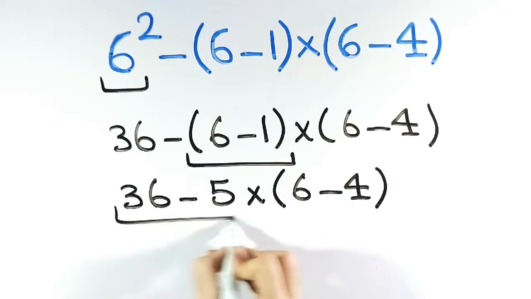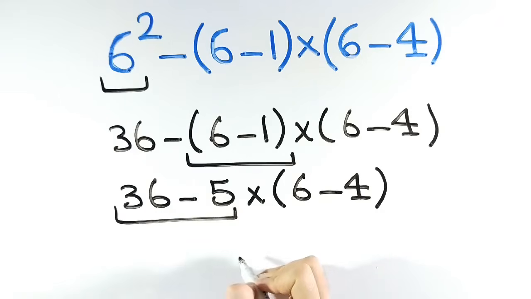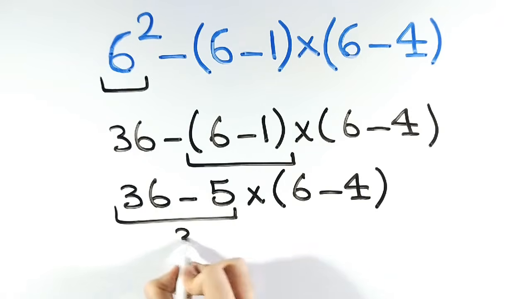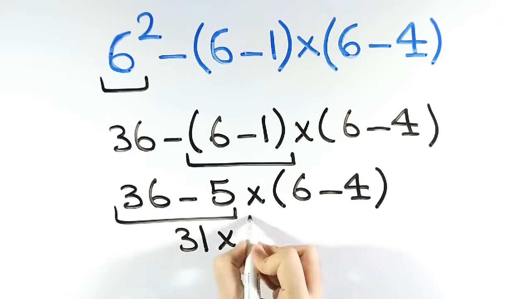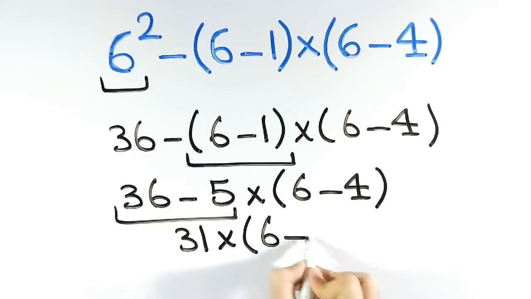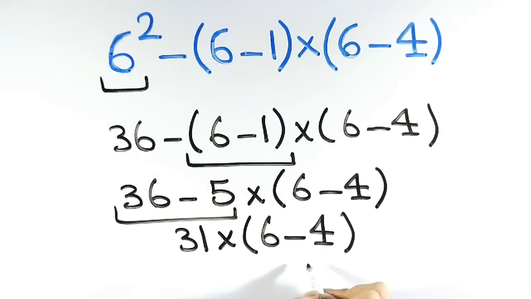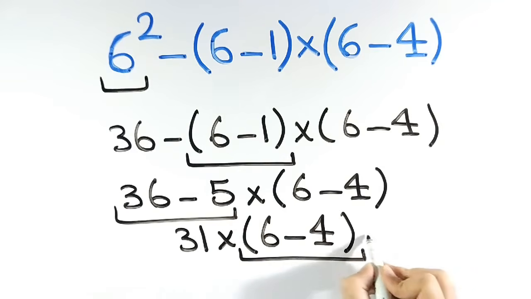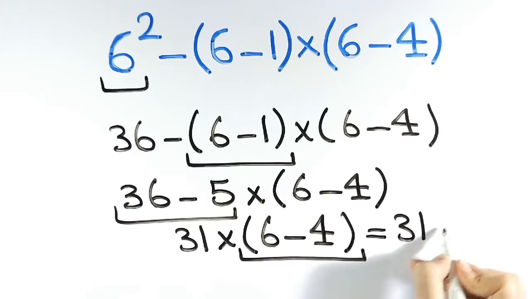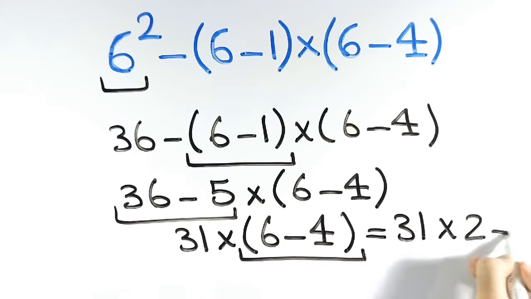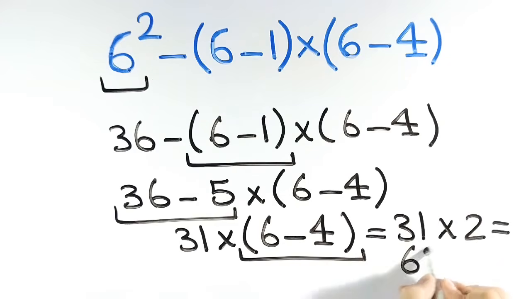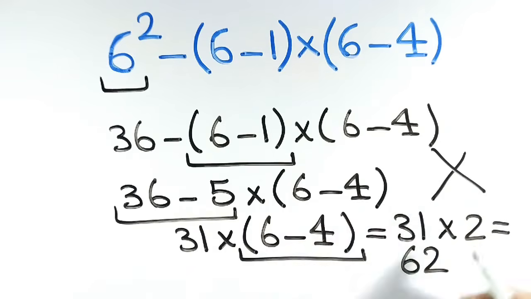Then they go for the subtraction between 36 and 5 and write this expression as 31 multiplied by open parentheses 6 minus 4 close parentheses. And the final step, they go to the expression inside the parentheses, and instead of this expression, they write 31 multiplied by 2, which finally gives them the answer 62. However, this answer is absolutely wrong.